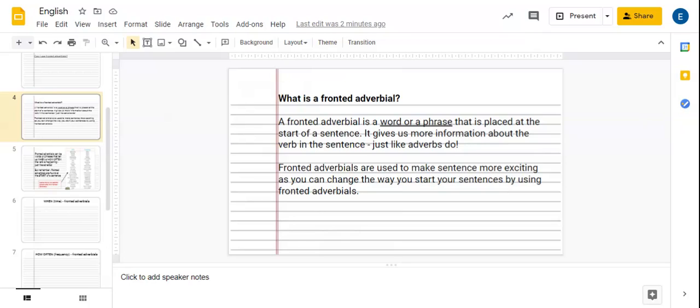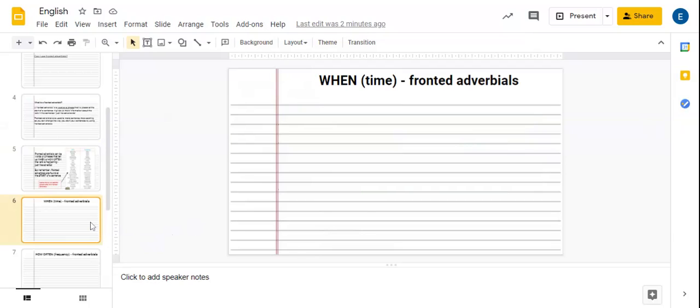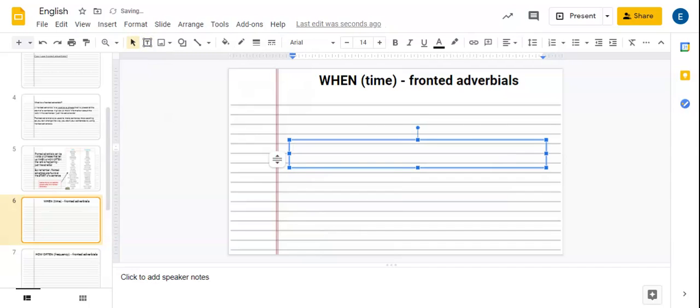Now, fronted adverbials are used to make sentences more exciting as you can change the way you start your sentences by using different fronted adverbials. So the two fronted adverbials that we're going to focus on today are the when and how often fronted adverbials. So I'm going to write a sentence about Mr. Butler, our boring character here. Okay, and I'm going to include a fronted adverbial. So I'm going to show you how to do that. So I'm just going to make it a bit bigger so you can see.